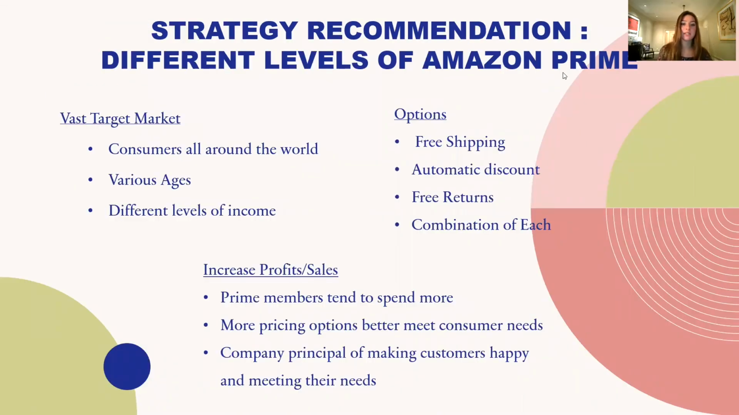The strategy recommendation that we chose to increase Amazon's profits and sales was to have different levels of Amazon Prime. Amazon has a very vast target market. Their products reach consumers all across the world, all varying in ages, and they all have different levels of income. So some of the options for the different levels of Prime could include just free shipping, an automatic discount, maybe a percent off, just free returns, or a combination of each, instead of having just a set Prime account with A, B, C, and D options at a set price.